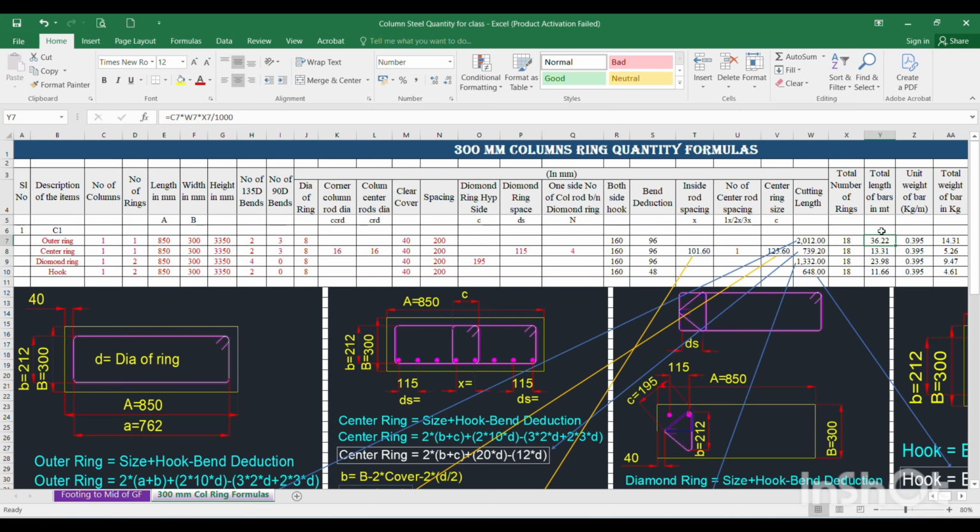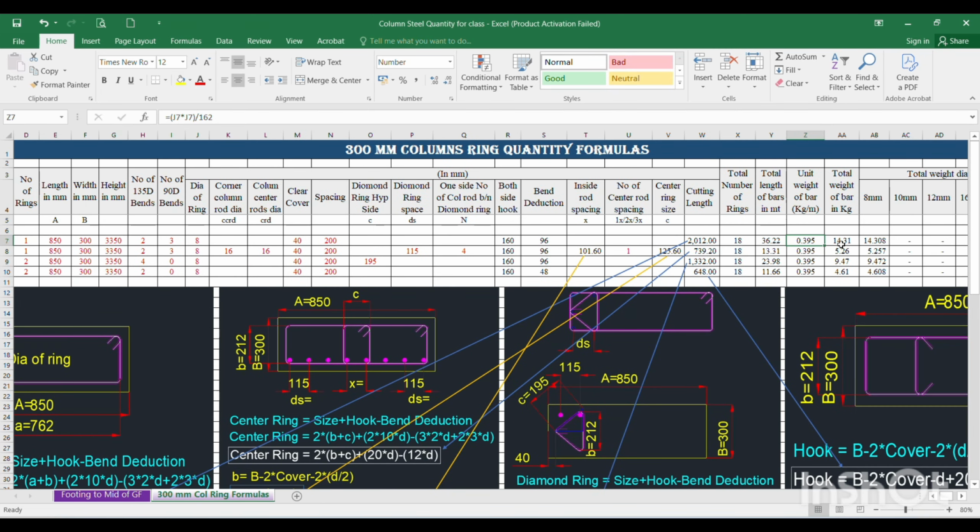Next, total length of bar. Total length of bar is equal to number of columns multiplied by the cutting length into number of rings. Then we will get the total length of bar. The same total length of bar applies for all four rings, and the number of rods also for all 4 rings; only the cutting length formula will be different for the respective rings. Then unit weight is equal to d square divided by 162, d being the ring dia. Next, total weight is equal to the total length of bar multiplied by the unit weight. Then we will get the total weight of the bar.